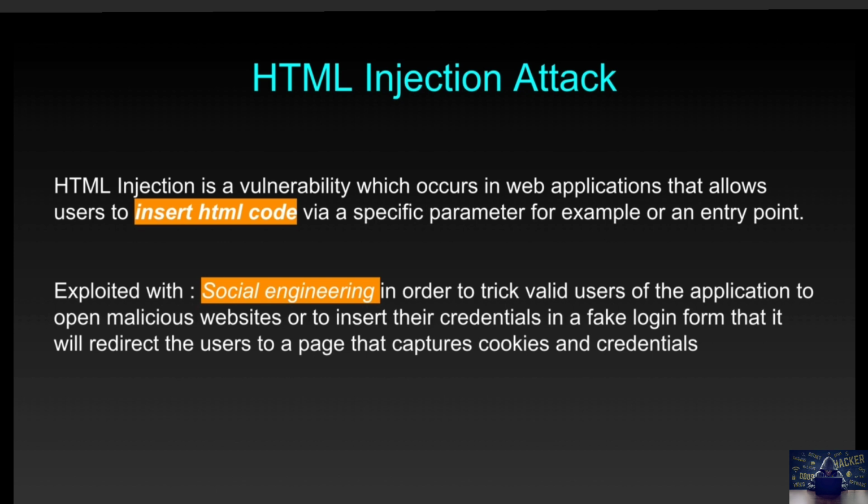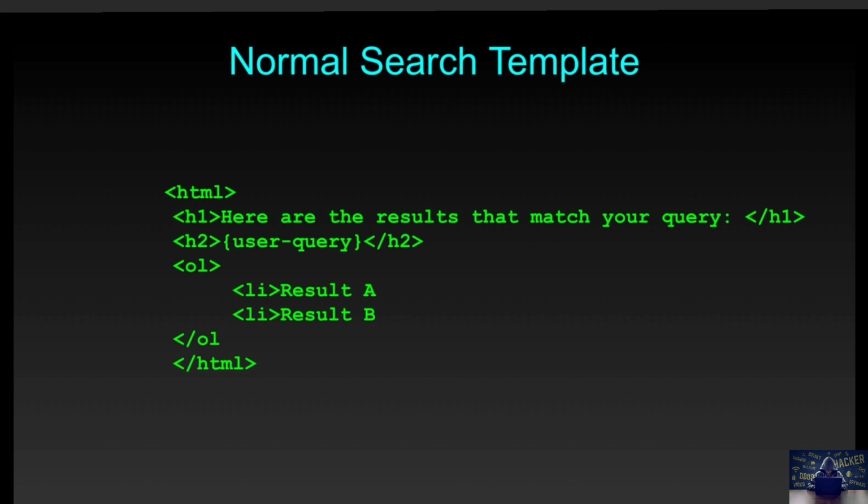Remember, again, this attack only works with the help of social engineering, in which you have to make the victim come and click on your specific links and you assume that he is going to fall for your attack. So let's see a normal search template over here. This is a very simple code from a target website, wherein you can see HTML starts, HTML close. Here are the results that match your query for anything that you search on any target website.